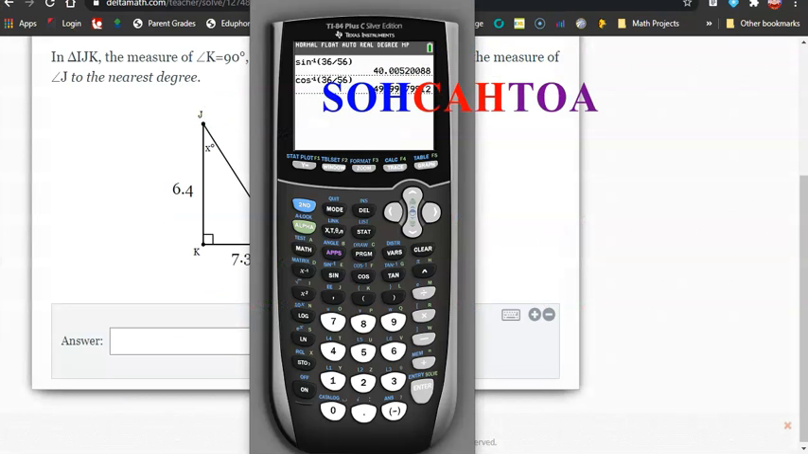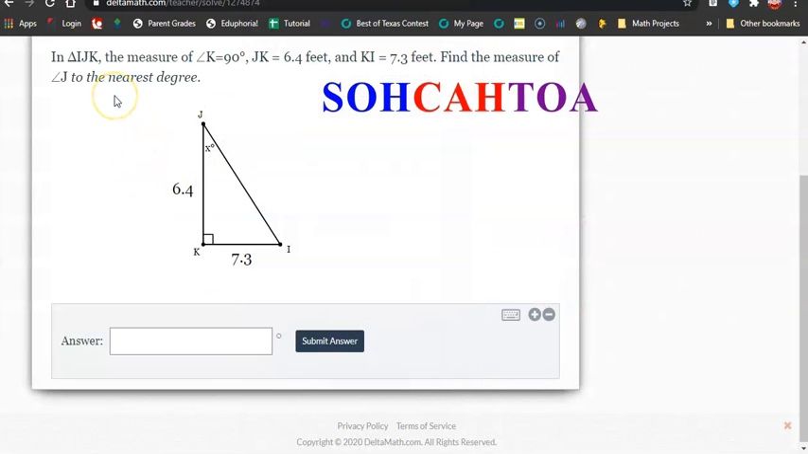Let's come over here. I don't want that anymore. All right, so here's one in the Delta Math. Let's see here. In triangle IJK, the measure of angle K is 90 degrees, so there's my 90. Length of JK is 6.4 feet. Length of KI is 7.3 feet. And we want the measure of angle J to the nearest degree. So this one we're going to round to the nearest whole degree.